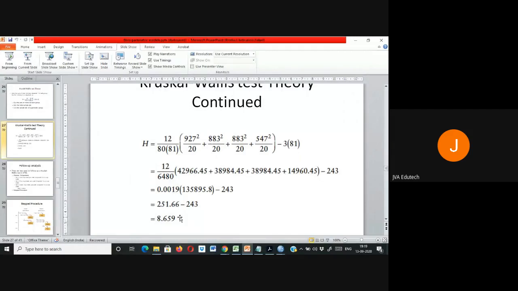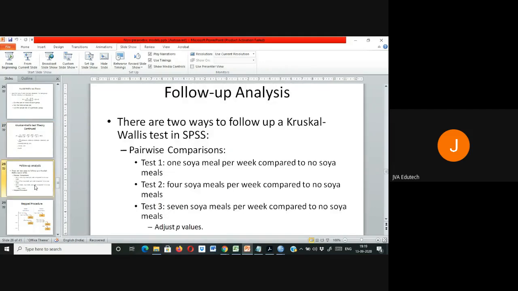We'll see by working through SPSS what H score we are getting. If you want to calculate it mathematically, then this is the formula; else you can calculate it using SPSS. Let's see what value we are getting in SPSS. But before that, we need to do some follow-up analysis. This Kruskal-Wallis test tells us that overall groups come from different populations, meaning 4 different populations fed on different meals.